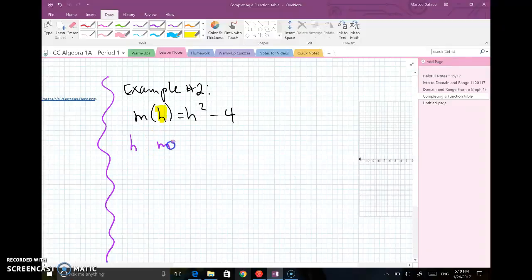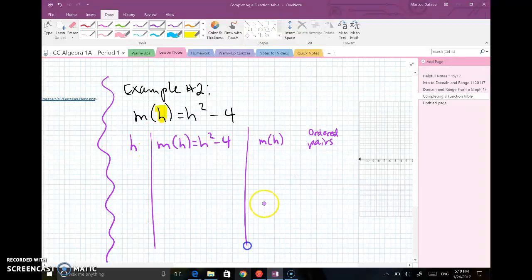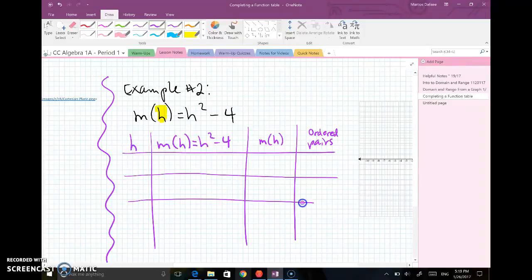Followed by the function itself, which is m of h is equal to h squared minus 4, followed by the result of that, which I'm going to represent this time as m of h, right? So that will give you your output. And then finally, the ordered pairs. And then you just cut it up here, here, here, one all the way across. And I'm going to make more rows this time for reasons that you will see.